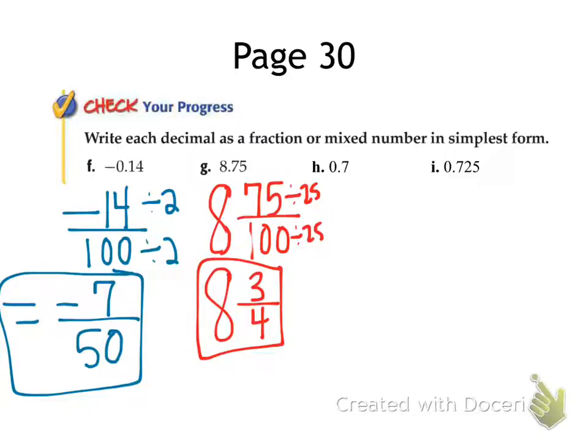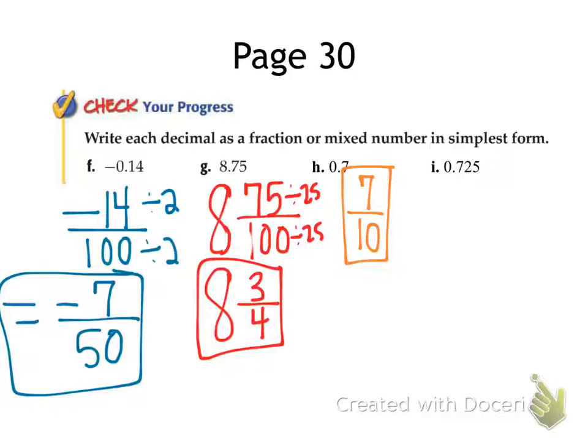All right, for H, looking at H, right there, that's in the tenths place. So that tells me I've got 7 tenths. Now if I can't reduce, then I'm going to leave that as my answer. So my answer is just 7 tenths.